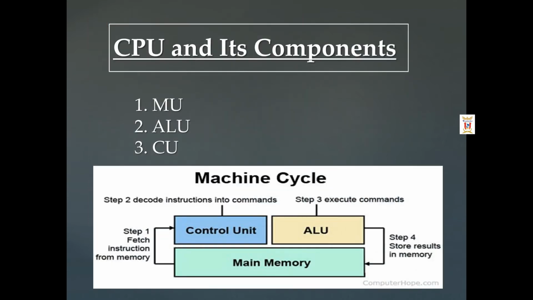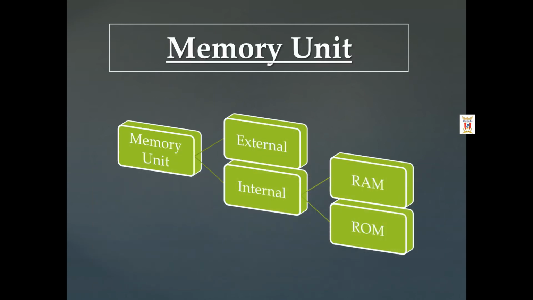The next topic is CPU and its components. The CPU consists of 3 parts: MU, that is memory unit; ALU, arithmetic logical unit; and CU, control unit. Let's talk about the memory unit first. The memory unit consists of 2 parts: internal memory and external memory. Further on, internal memory is divided into 2 portions, RAM and ROM.